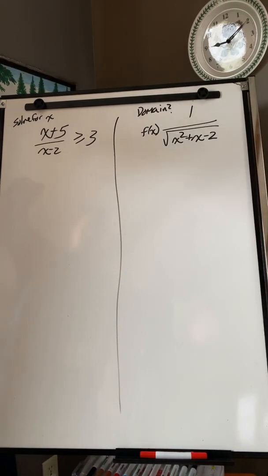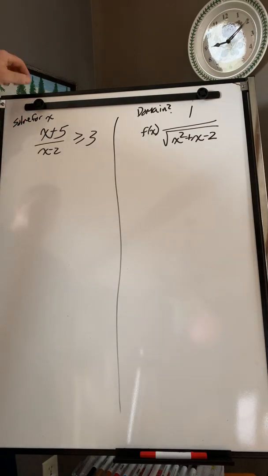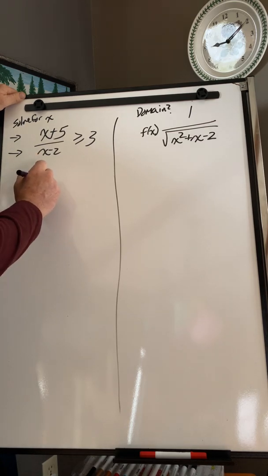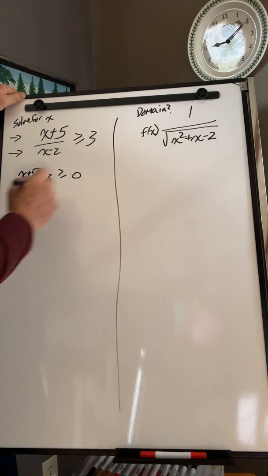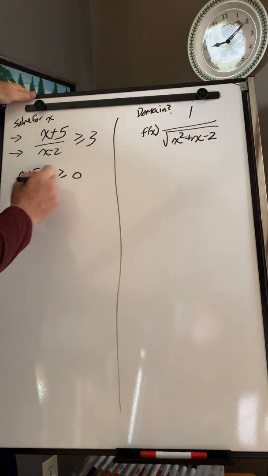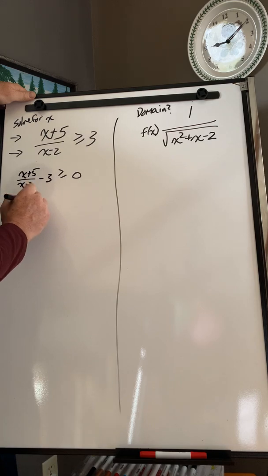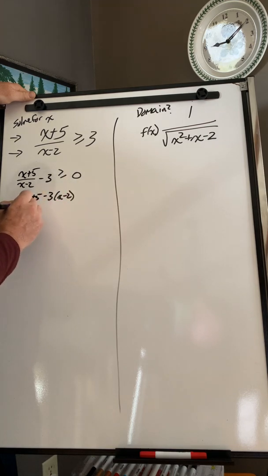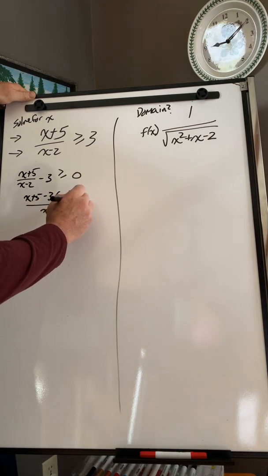Question 4B wanted you to solve for x. What we need to do is consider that this is going to be undefined, and this we can just solve for x, and that'll give us our two critical values. The first thing we've got to do is make it all equal to 0. So we have (x + 5)/(x - 2) - 3 is greater than or equal to 0. Common denominator: (x + 5 - 3(x - 2))/(x - 2) greater than or equal to 0.